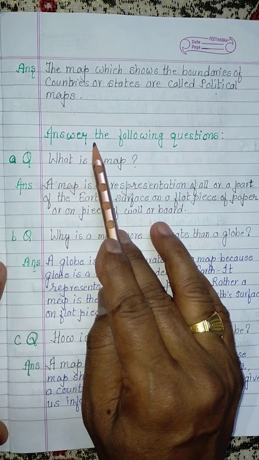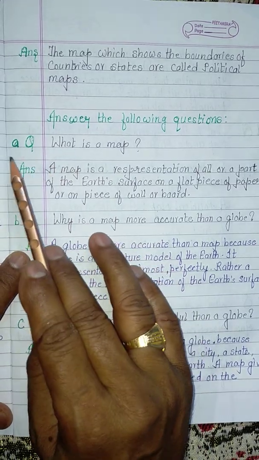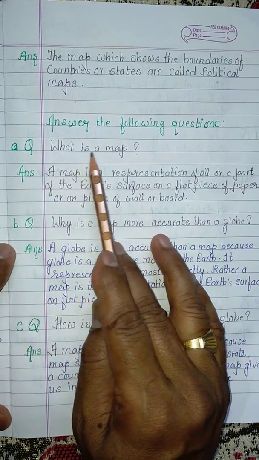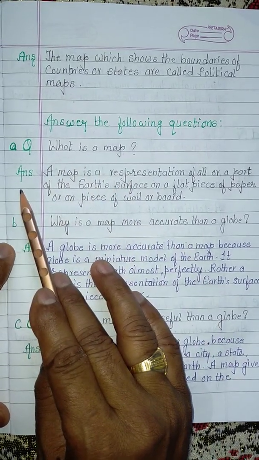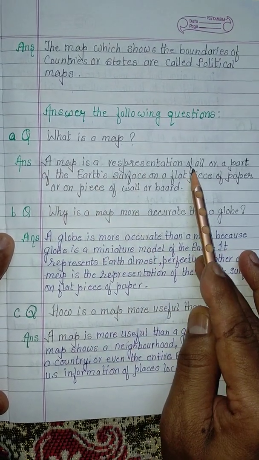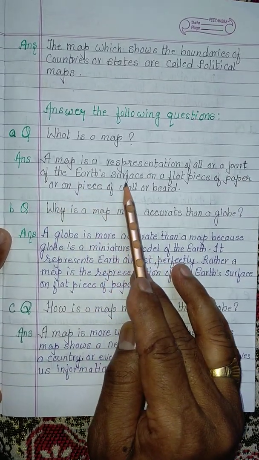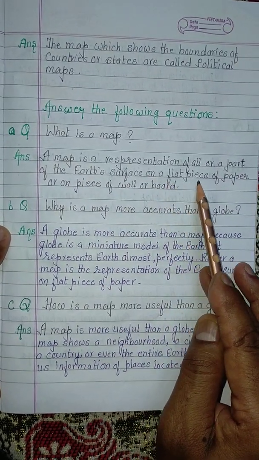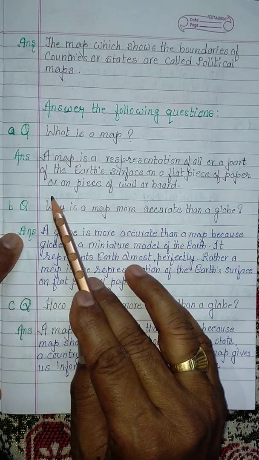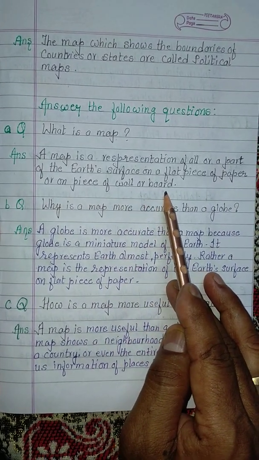Long answers. Question number A. What is a map? Answer. A map is a representation of all or a part of the earth's surface on a flat piece of paper or on piece of wall or board.